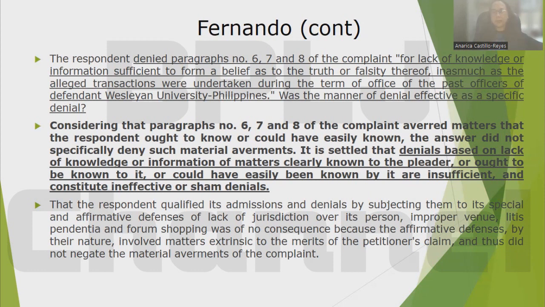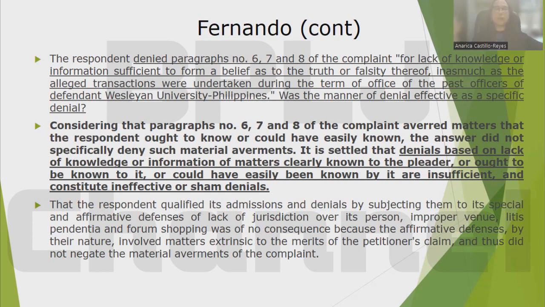The respondent denied paragraphs 6, 7, and 8 for lack of knowledge sufficient to form a belief as to the truth or falsity thereof, inasmuch as the alleged transactions were undertaken during the term of office of the past officers of Wesleyan. Was the manner of denial effective as a specific denial? Considering that paragraphs 6, 7, and 8 averred matters that the respondent should know or could have easily known, the answer did not specifically deny such material averments.